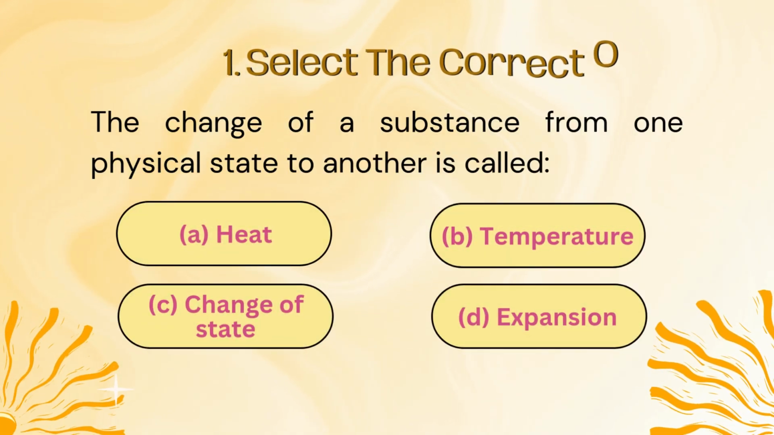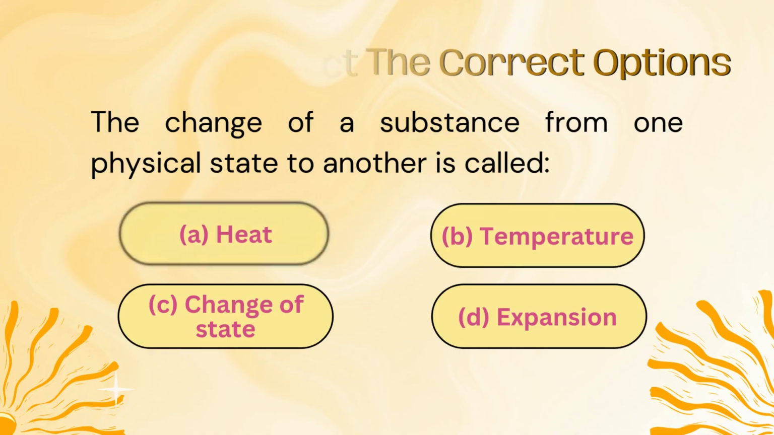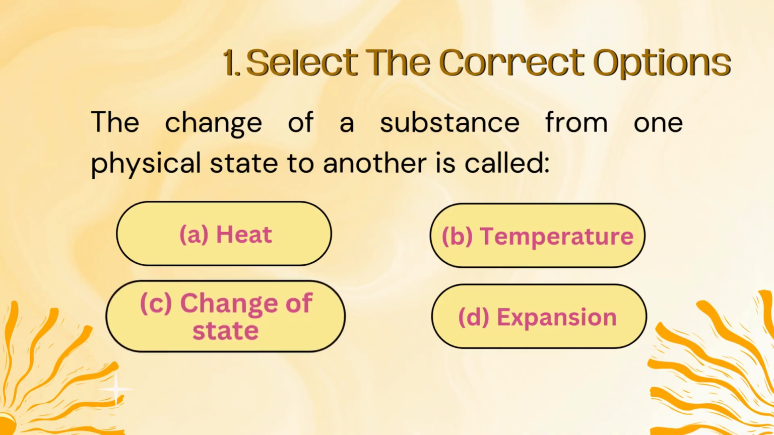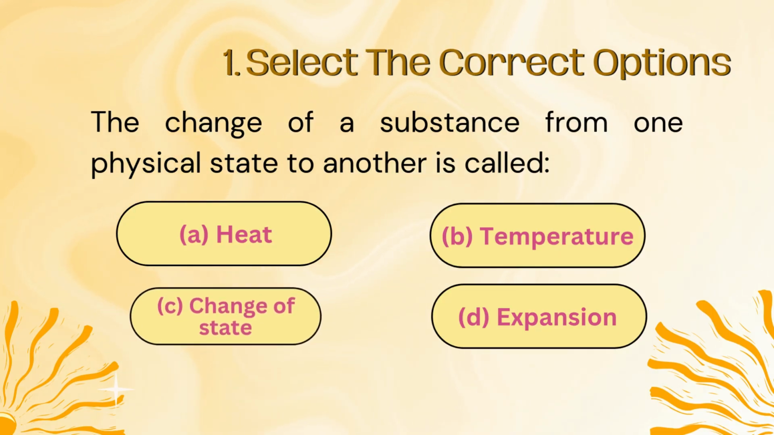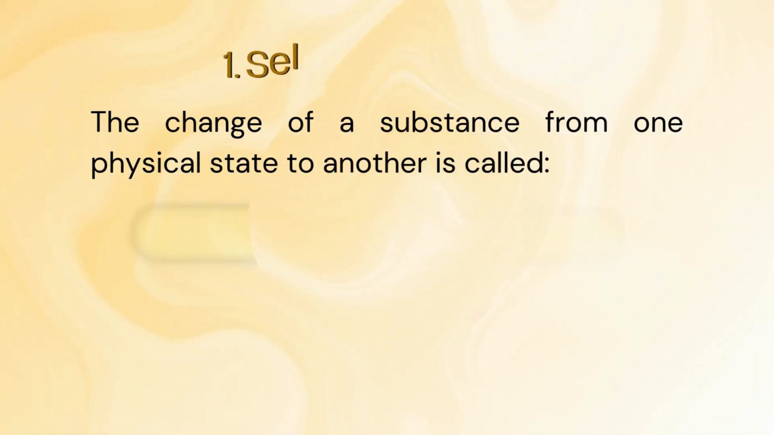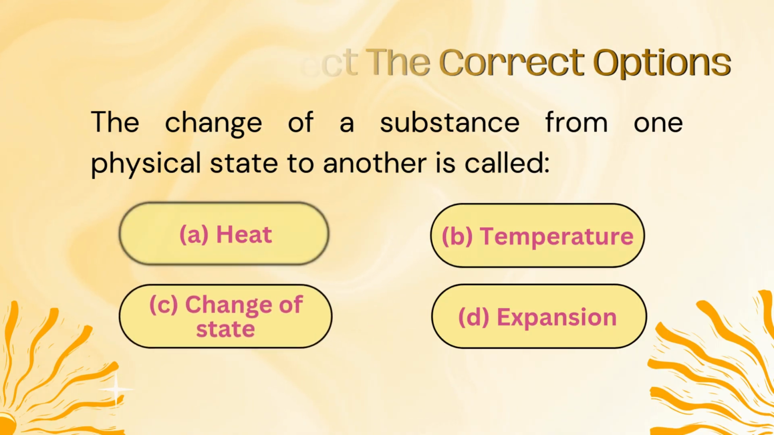Next question: the change of a substance from one physical state to another is called option A, heat, option B, temperature, option C, change of state, option D, expansion. The correct answer is option C, change of state. Explanation: the change from one physical state to another, such as from solid to liquid or liquid to gas, is known as a change of state. This process is typically caused by adding or removing heat.